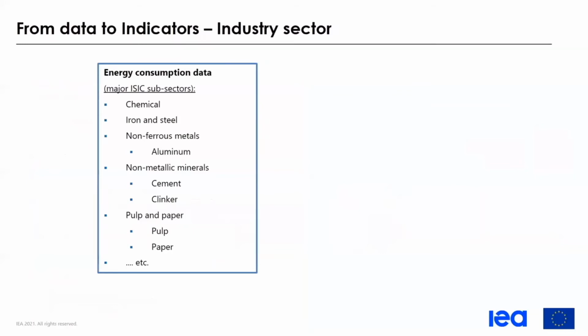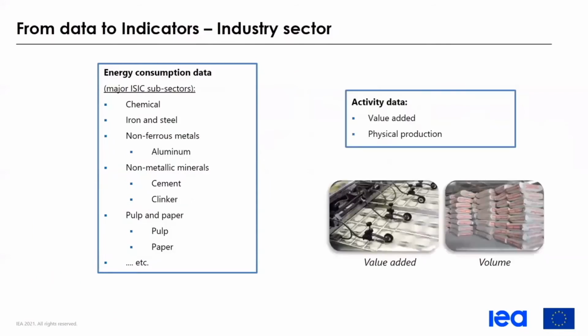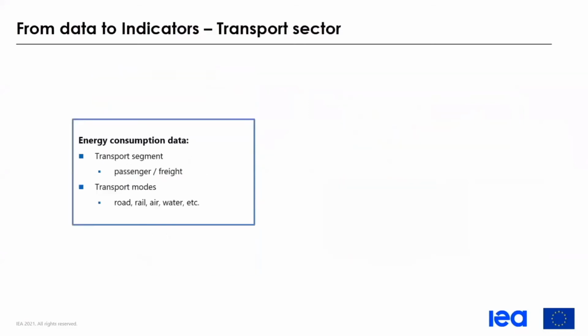For example, energy consumed to produce aluminium or cement, since this data collection allows for physical indicators that are more detailed than the major IC categories. And when it comes to activity data, we focus on the value added created by a given subsector. But for certain energy intensive and homogeneous industries like paper and iron and steel, we can also collect data on the physical production, such as the tons of steel produced.